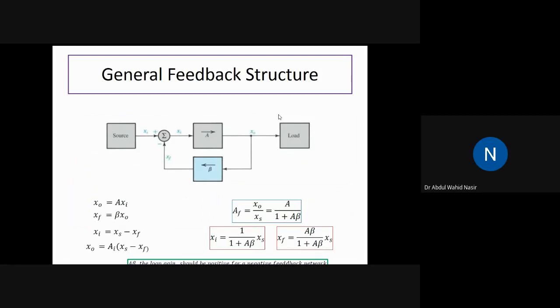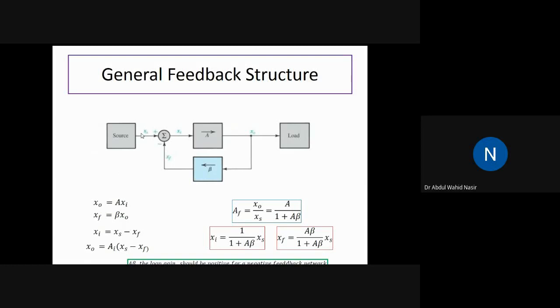Now this is the general feedback structure. Here Xs is the source. This is the forward block, A. This is the feedback block, beta. The forward block is an amplifier having a gain A, and the feedback network has a gain beta. This is the load. Now let us see the different signals present here.